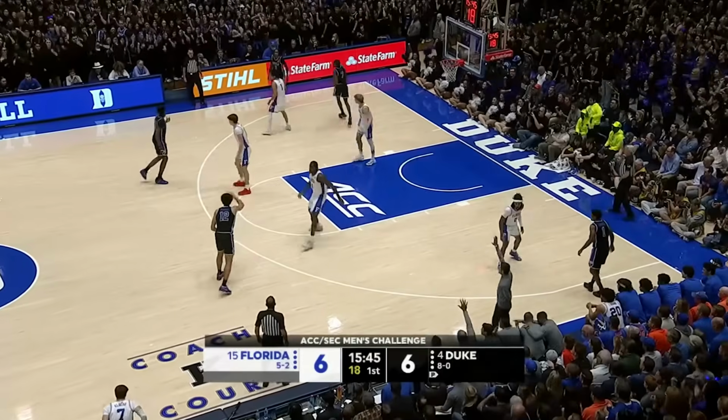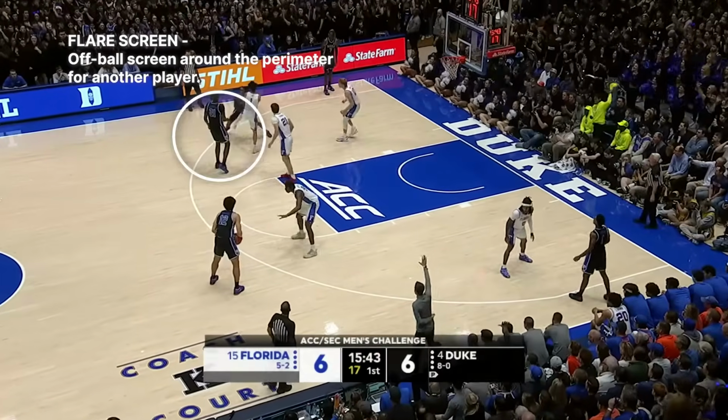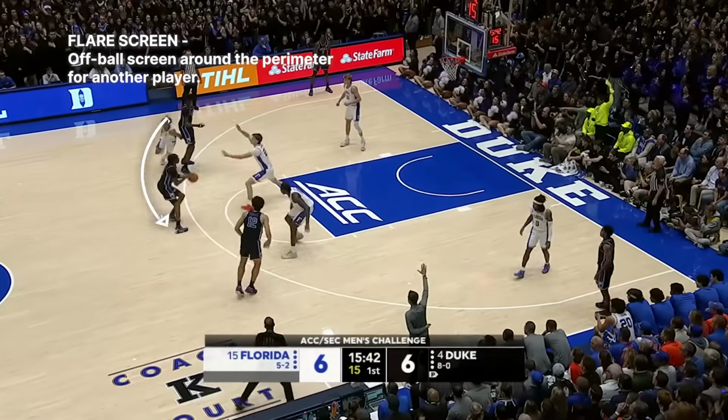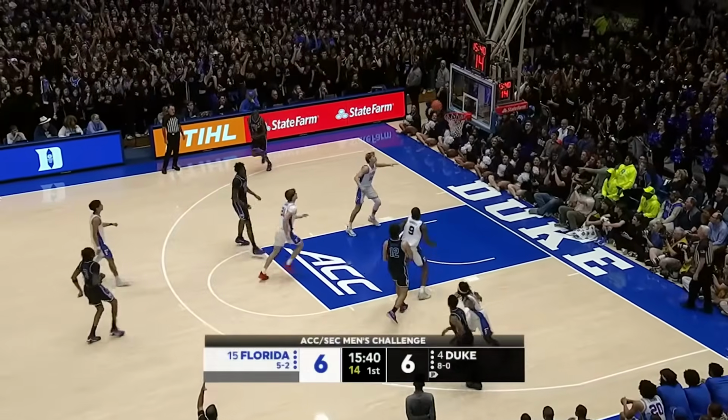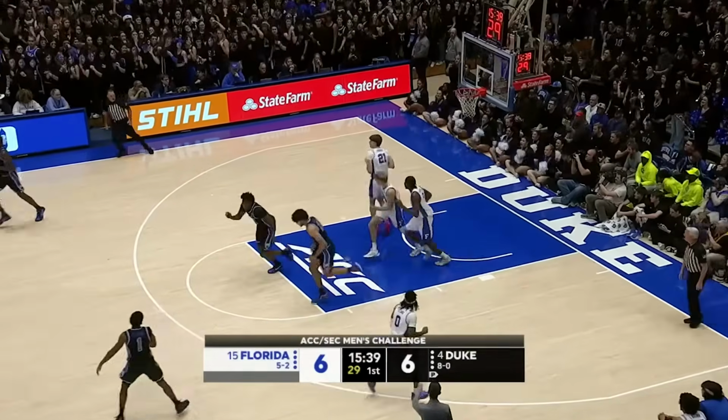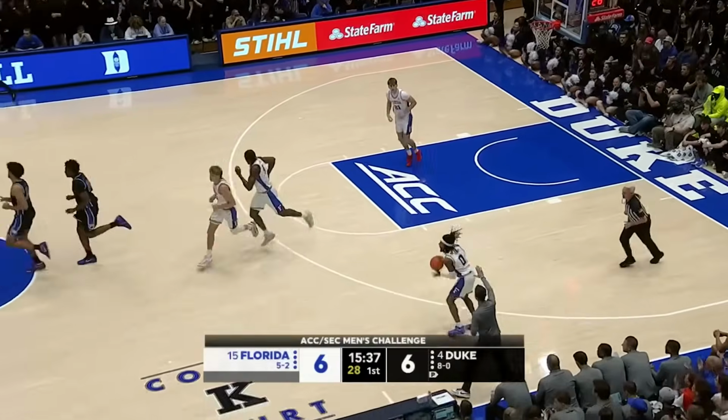The next action I want to go over is called a flare screen. This is whenever one player screens another player away from the ball and outside the 3-point line to get them an opportunity on the perimeter. I'm doing these two first because understanding them will help you understand everything else.